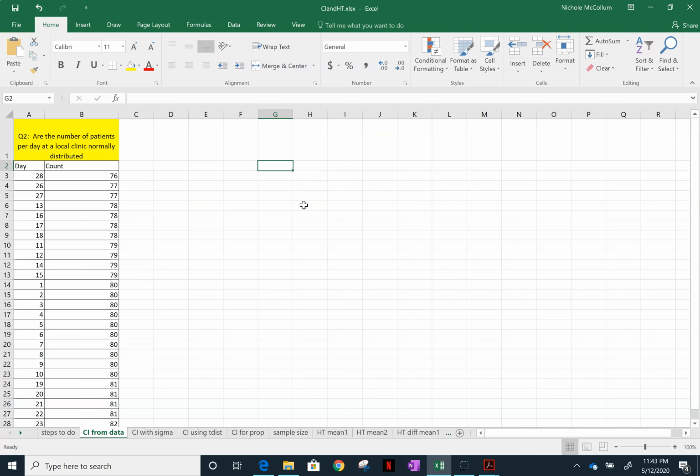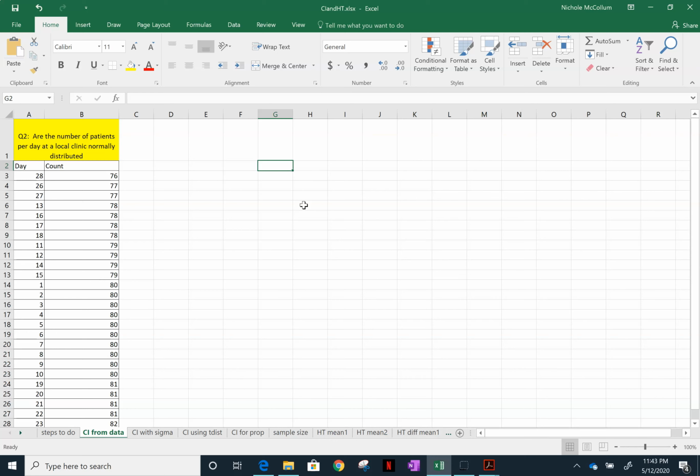What we have is in the left column the day of the month, and the second column, the count, would be the number of patients per day at the local clinic. The question is, are the number of patients at the clinic normally distributed? And if they are, can I build a confidence interval, whether it's 90, 95, or 99? I want to do all three.